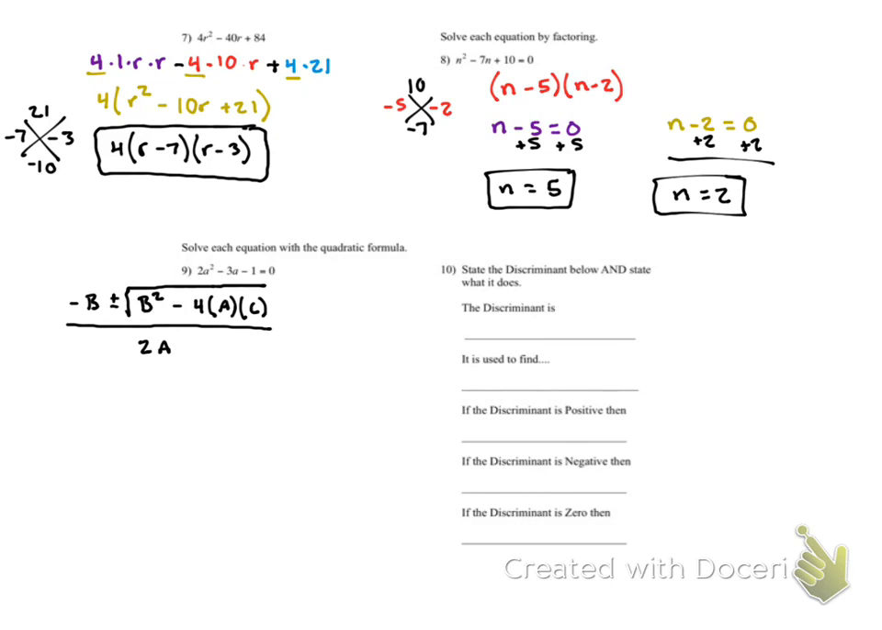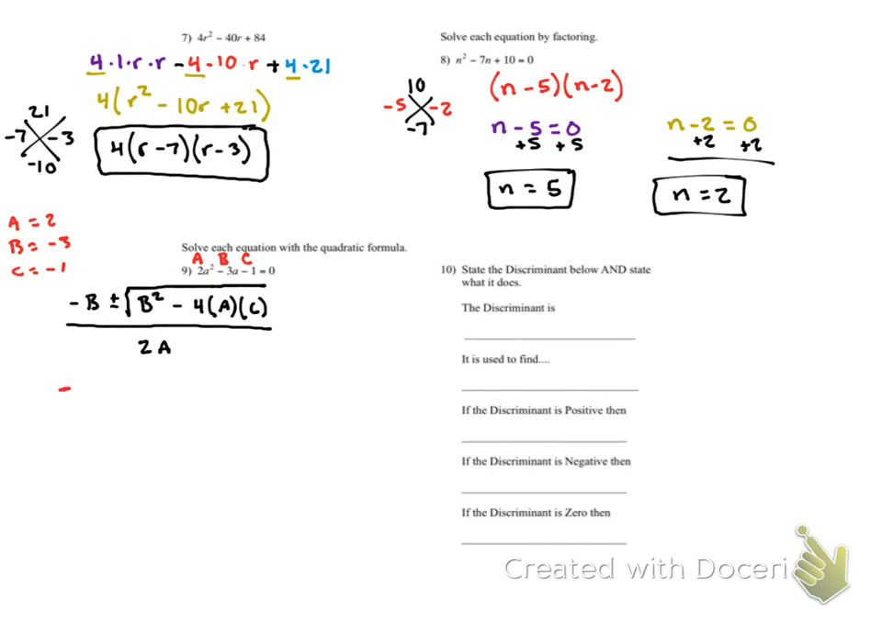So we're going to go ahead and label our a, b, c. So a is 2, b is negative 3, and c is negative 1. And we're going to start plugging this in. If it helps to make a key: a is 2, b is negative 3, that minus sign sticks with it, and c is negative 1. That minus sign sticks with it as well.